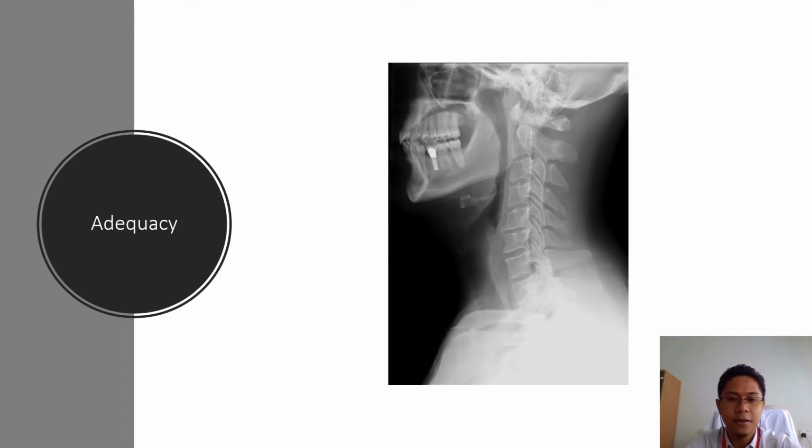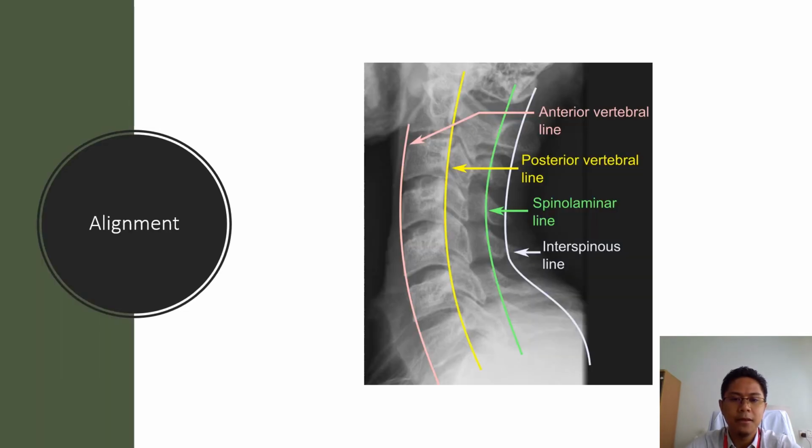Next, this is a very good example of an adequate lateral cervical X-ray. As you can see, if we count the cervical vertebrae: C1, C2, C3, C4, C5, C6, C7, T1. So this is a very good lateral cervical X-ray. Then we go to the alignment, which is the A. Now we go to the alignment.